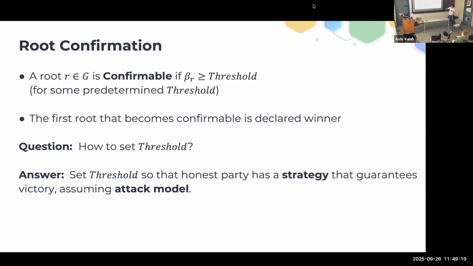Okay. So finally, how does someone win this game? Well, a root is what we call confirmable if its bottom-up timer surpasses some threshold, which is predetermined. And the first root that becomes confirmable is declared winner. And of course, the question is how to set the threshold. And the answer is that we need to set the threshold so that the honest party will be guaranteed to win with some strategy, assuming some attack model that we want to defend against.